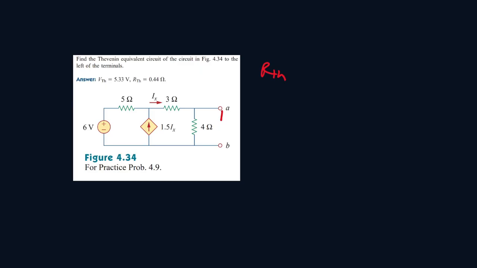So what we're going to do is put a test source and call it 1 volt. Now, RTH will be equal to 1 over the current passing through it. Let's call the current passing through it IO. The 1 over IO is going to be what RTH will be.